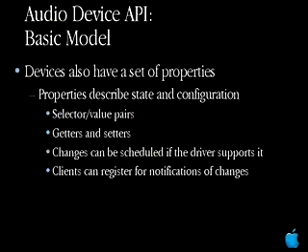So devices also have a set of properties, and properties are used to describe the state and configuration of a device. Now they have getters and setters, and they are specified as selector value pairs. The selector is just an integer ID, and the value is any format that the property wishes to express. Again, it's expressed as a void star in the API.